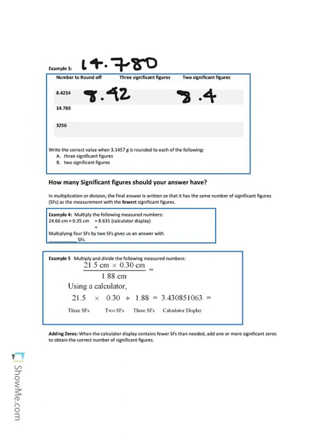14.780. We wish to round this to three significant figures, so we draw our line between the 7 and the 8. Is the 8 larger than 5? Yes, it is. Therefore, our 7 goes up to an 8. 14.8.